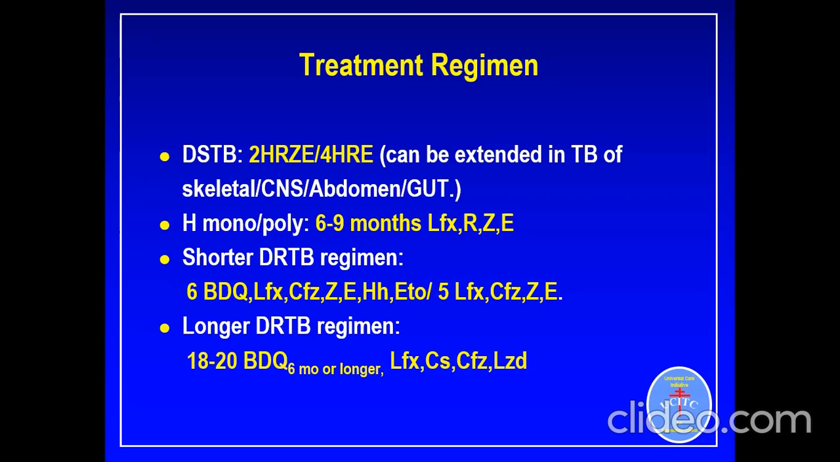But the commonly used regimen, especially in Mumbai, is the longer DRTB regimen, an 18 to 20 month bedaquiline-based regimen. This is known as the all-oral bedaquiline longer regimen. Bedaquiline should be given for 6 months, but in certain cases it can be given for longer periods, along with levofloxacin if it is susceptible, or moxifloxacin, cycloserine, clofazimine, and linezolid. So these are the 5 drugs which we use. And after discontinuing bedaquiline, the remaining drugs will go on.